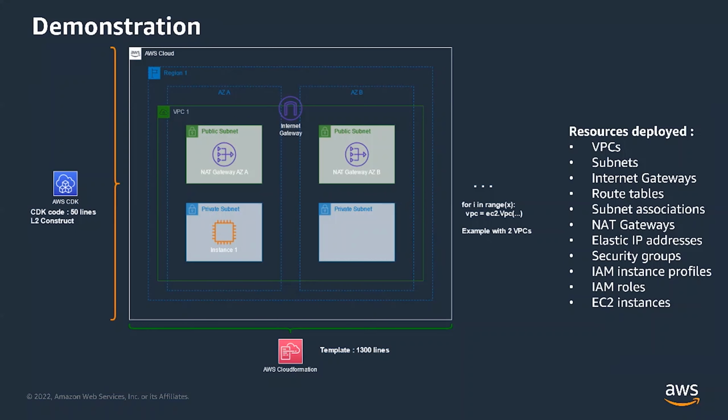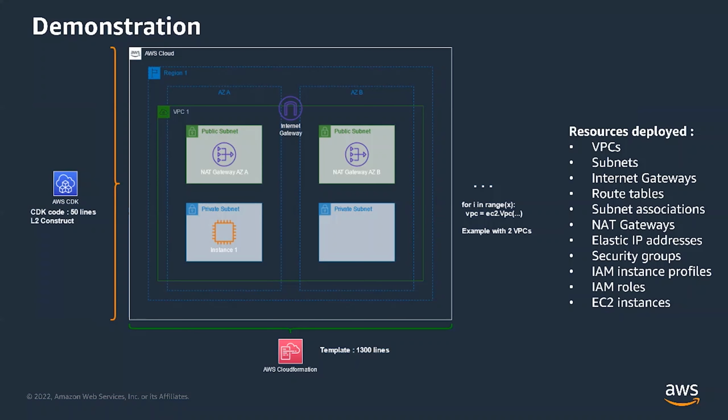For this demo, this is the setup that I have done. I have around 50 lines of code in CDK. Basically, I'm going to provide a VPC with 4 subnets, so 2 private and 2 public, and I'm going to provision an instance. When I do the CDK synth, I can look at the template and it's going to be 1,300 lines. If I want to repeat this pattern of the VPC with my subnets, I can simply do a loop to get 2 VPCs with my instances.